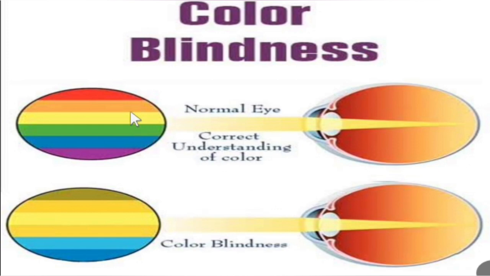Coming back to this. If some object is placed, or if you have a band of colors in front of you, then the normal eye is able to detect all these colors easily, because there is no problem in the cone cells of that eye. On the other hand, if you look at the colorblind person, the person who is suffering from color blindness, he is unable to distinguish the colors. You can see the band is the same, the red and other colors are available on this band, but the colorblind person is unable to distinguish the colors, that is red from green and blue from yellow. So this is what color blindness is all about.